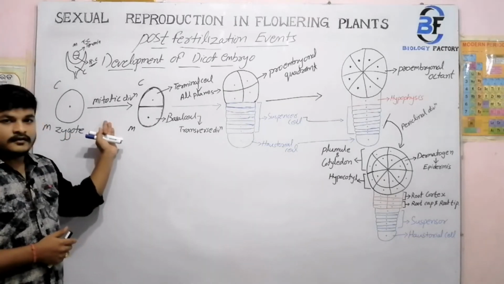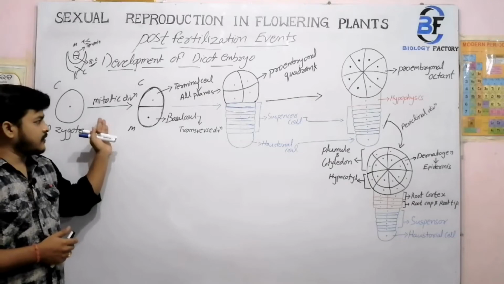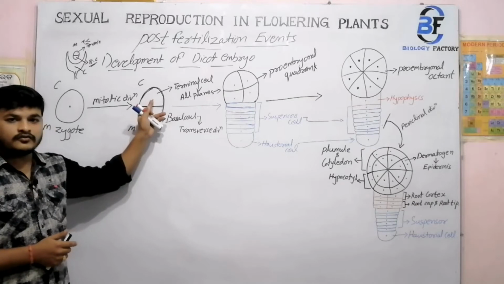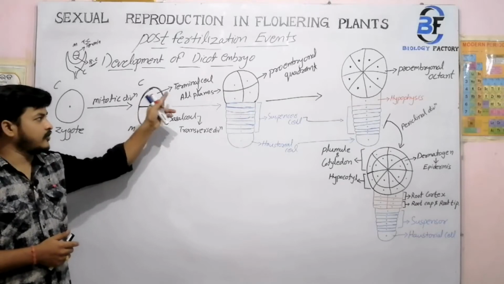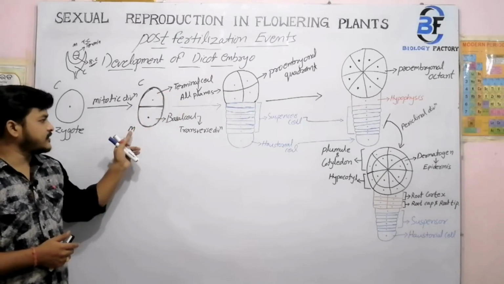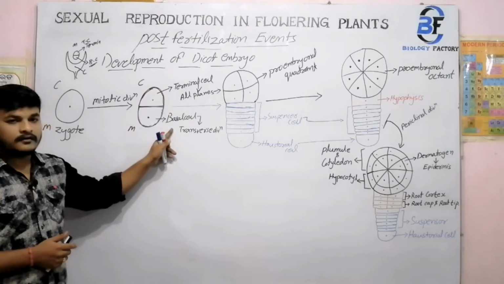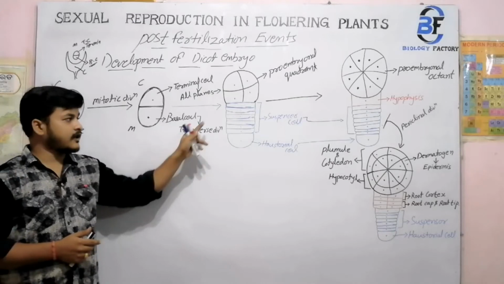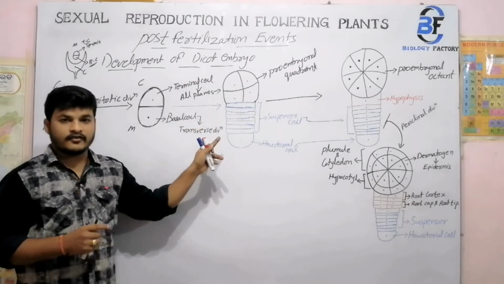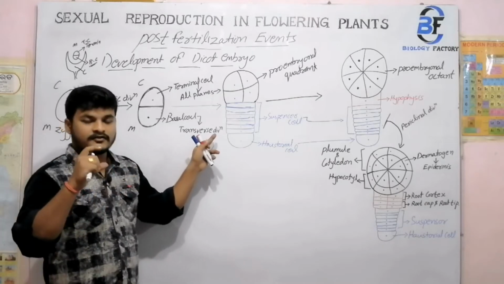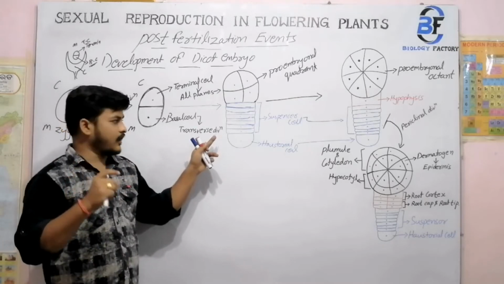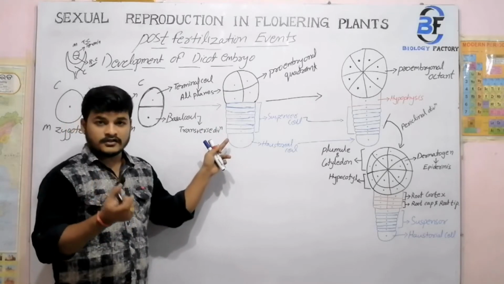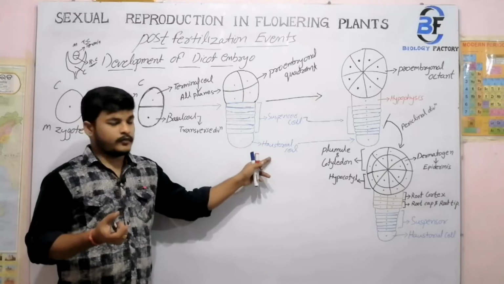Next, it gives a mitotic division, and from the mitotic division two cells are formed. The cell towards the chalaza end forms the terminal cell, and the cell towards the micropylar end forms the basal cell. Next, the basal cell undergoes transverse division, and a stack of cells is produced. It looks like a stack of coins, and 7 to 8 cells are formed, which are known as the suspensor cells.